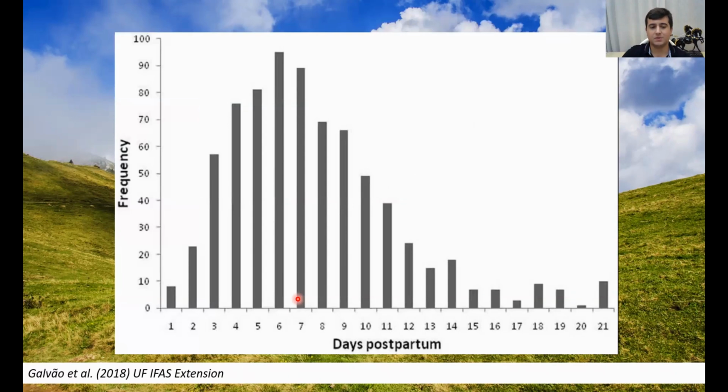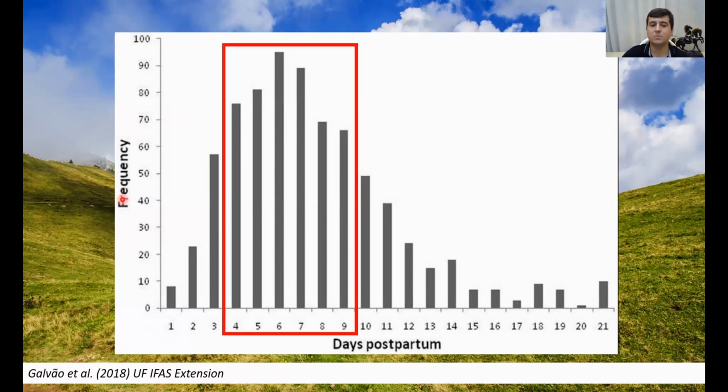This is a study published in 2018 by Galvão. Again, we see on the x-axis days postpartum. It ranges from 1 to 21, as I mentioned. And on the y-axis is frequency. What is that? It is the days that metritis is more commonly observed. We see that between days 4 and 9 is when metritis is more commonly diagnosed. So if you want to develop a protocol where you're going to restrict the days that you evaluate cows, you should restrict to one of these days, or at least 2 or 3 of these days, so you're more successful when diagnosing cows with metritis.